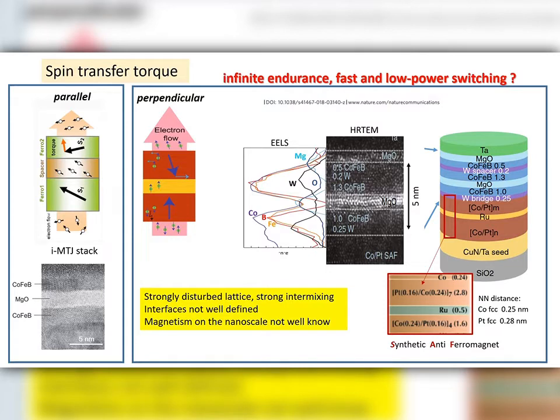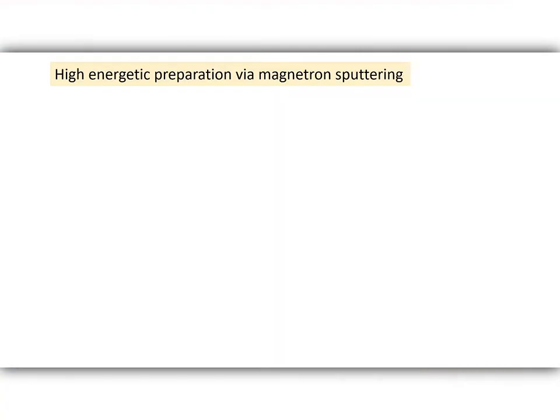And to summarize, the lattice appears to be strongly disturbed. You have a very strong intermixing of the elements. Interfaces are not well defined, and this is correlated to the fact that the magnetism on the nanoscale is already not well known. So where does this come from?